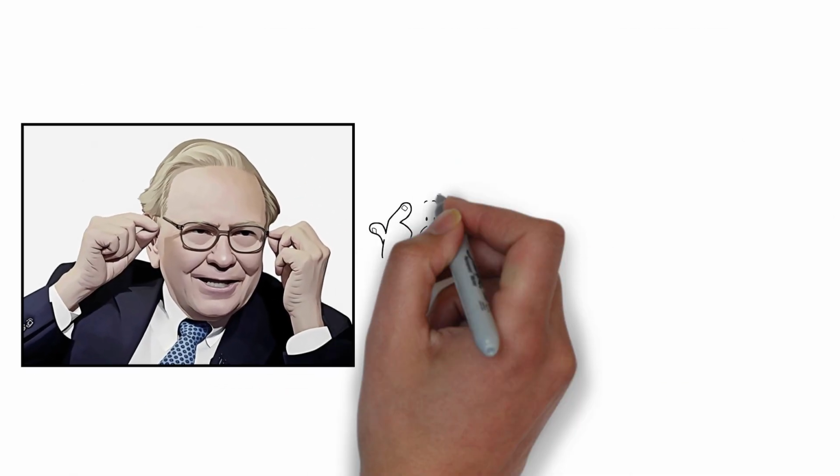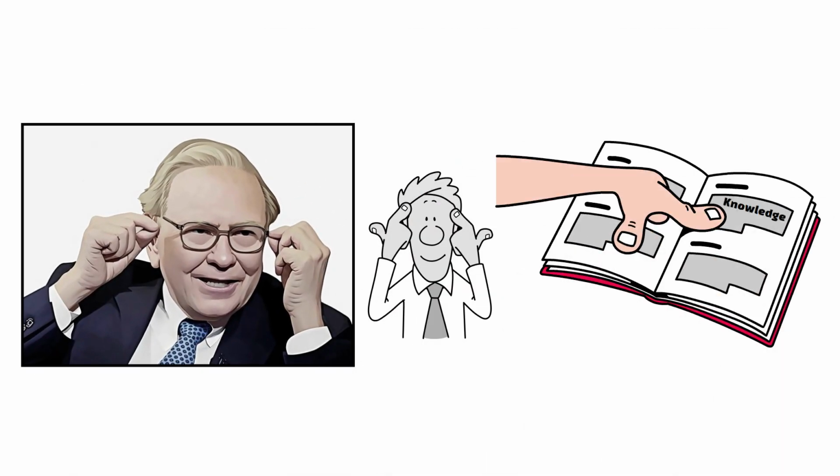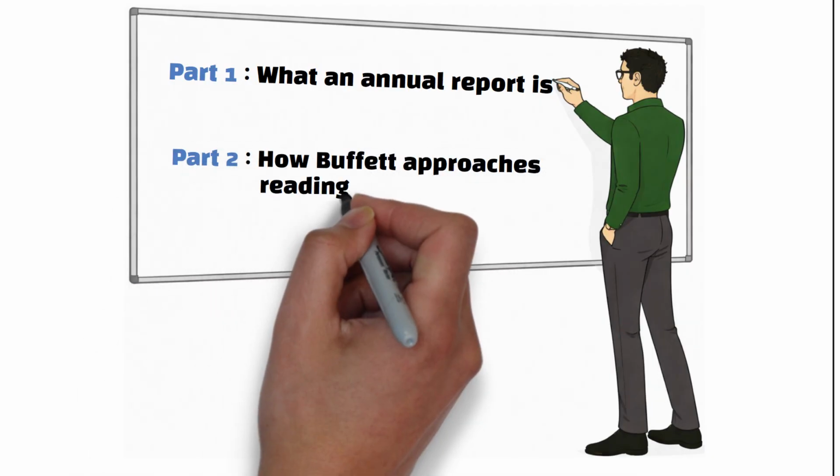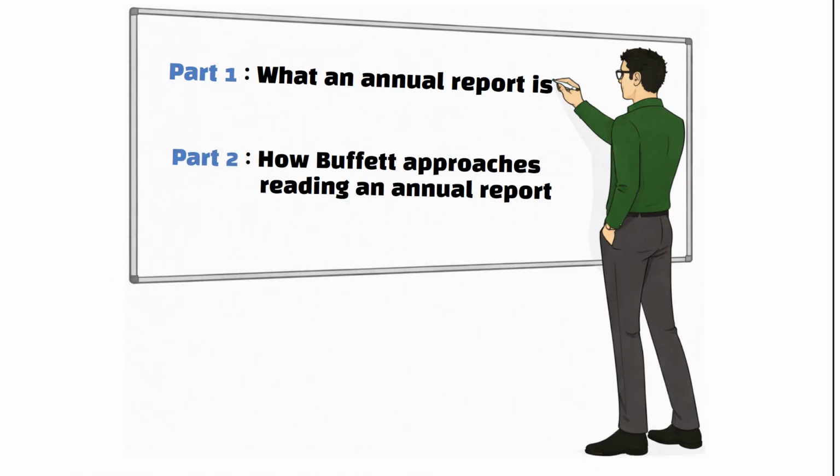Buffett says he reads 500 pages every day. That's how knowledge works. It builds up like compound interest. In this video, we'll first briefly look at what an annual report is, and in part 2, we'll look step-by-step at how Buffett approaches reading an annual report to find great investments, using Microsoft's report as an example.